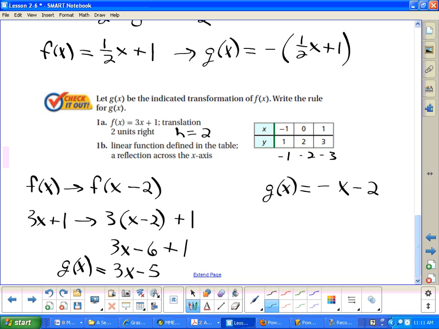Where the graph crosses the y-axis. That's the y-intercept. When x is 0. Okay?